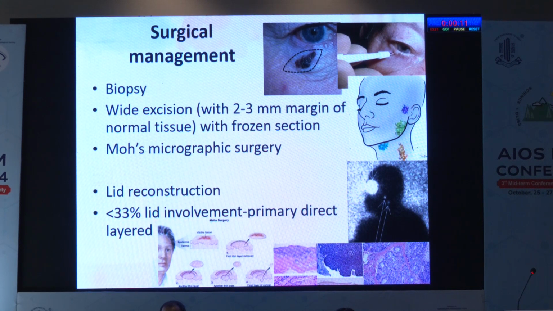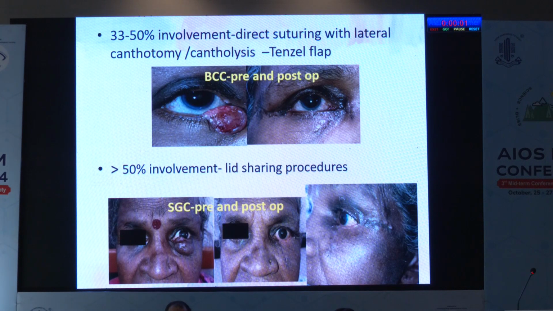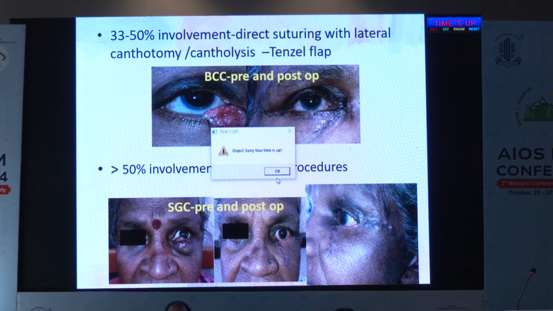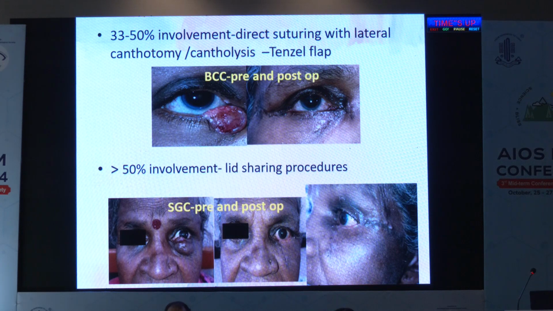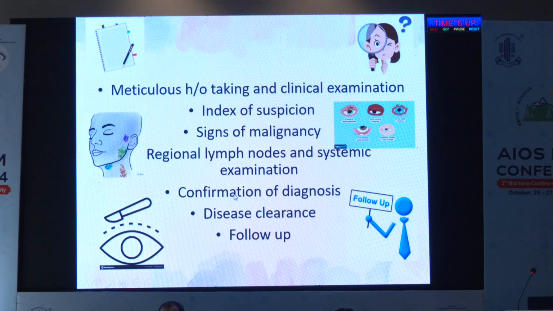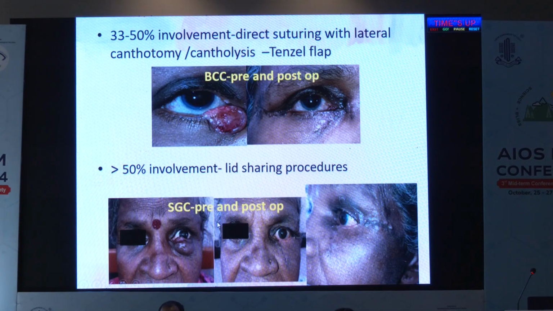And having done with resection, we can think of lid reconstruction, where the principles are, if it's less than 33% involvement, we go for a primary direct layered suturing, or if it extends up to 50%, then we go for, as in this case of the basal cell carcinoma, a suturing with a canthotomy cantholysis and a Tenzel's flap, and we are having the follow-up as well. And here in the case of the sebaceous gland, where there's more than 50% involvement, we can go for lid sharing procedures. Here we went for a cheek rotation flap, the Mustarde procedure.